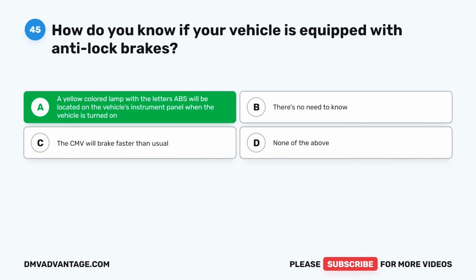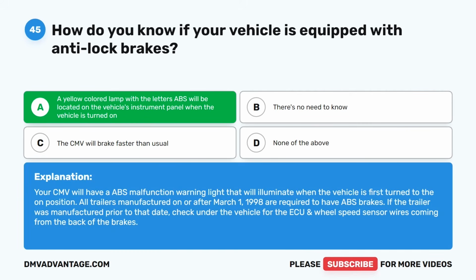A yellow-colored lamp with the letters ABS will be located on the vehicle's instrument panel when the vehicle is turned on. Your CMV will have an ABS malfunction warning light that will illuminate when the vehicle is first turned to the on position. All trailers manufactured on or after March 1st, 1998 are required to have ABS brakes. If the trailer was manufactured prior to that date, check under the vehicle for the ECU and wheel speed sensor wires coming from the back of the brakes.